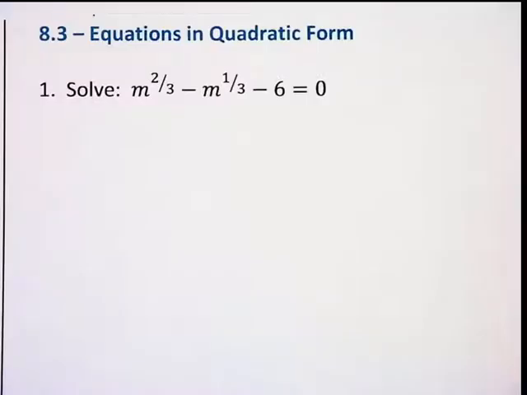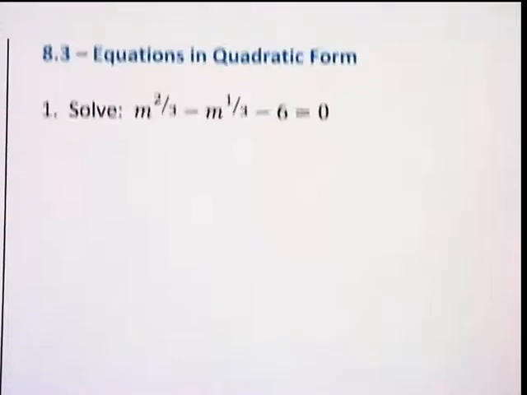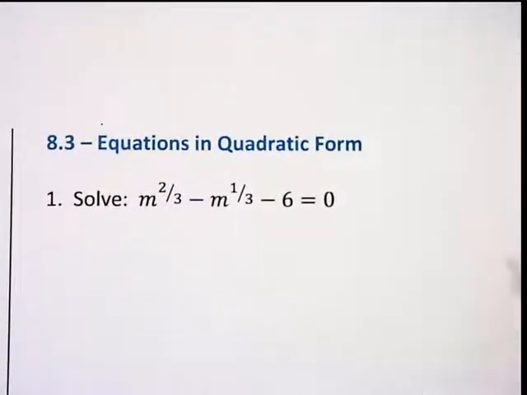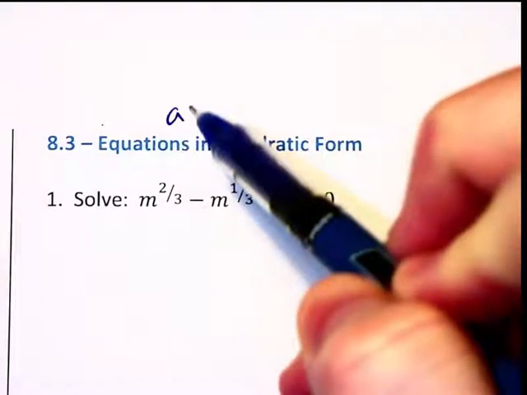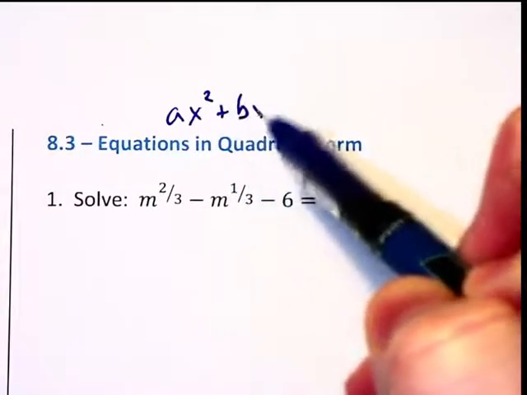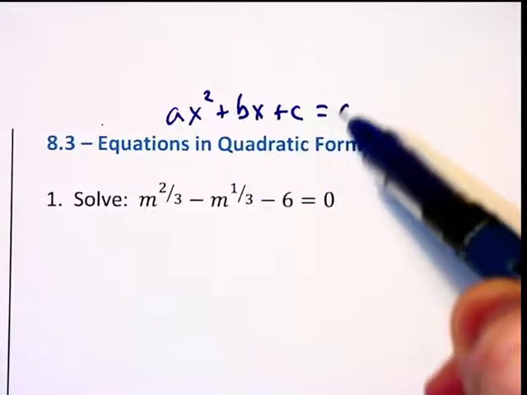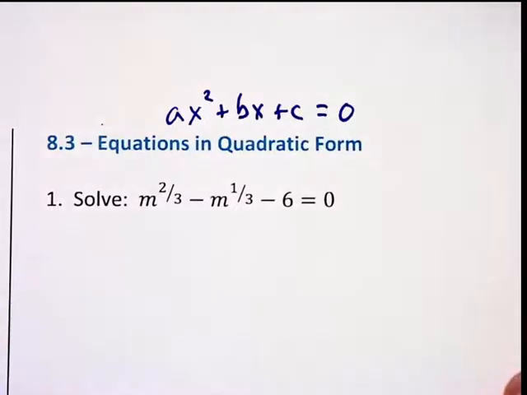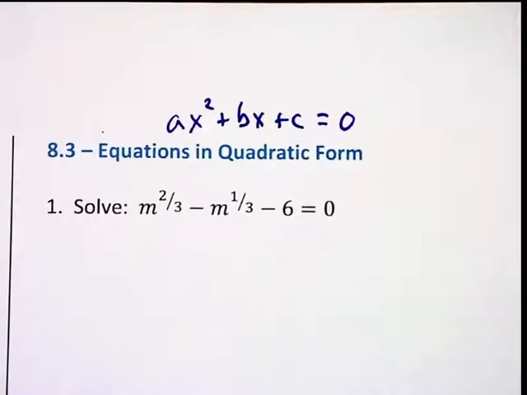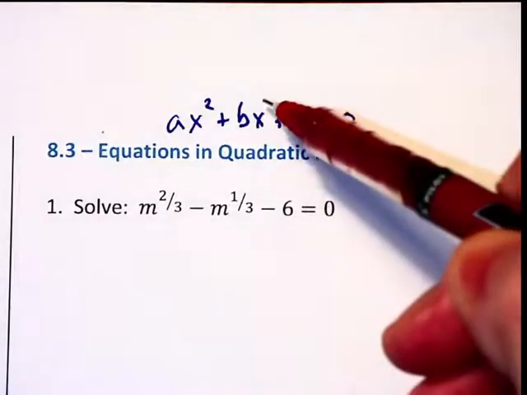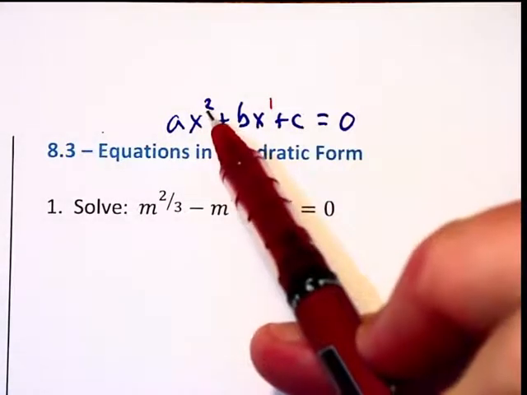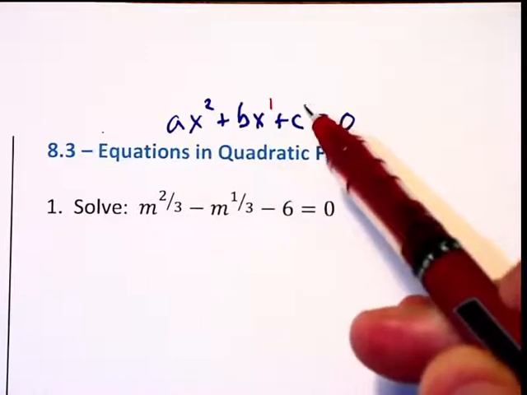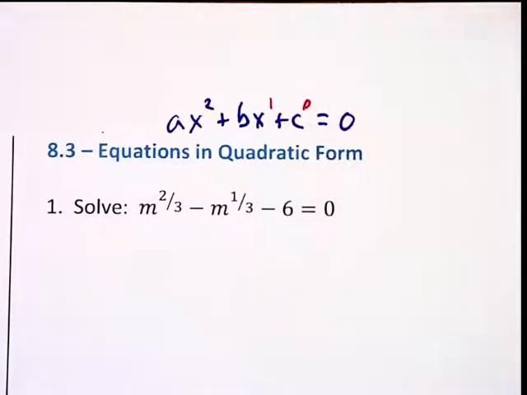In this section we're going to look at equations that are reducible to quadratic form. Now you are used to seeing equations of the form ax squared plus bx plus c equals 0 as quadratic in nature because of that x squared. However, look at the relationship between the exponents. The exponents go from 2 to 1, and then there's no variable at all, so we have c, or cx to the 0 if we want to think of it that way.